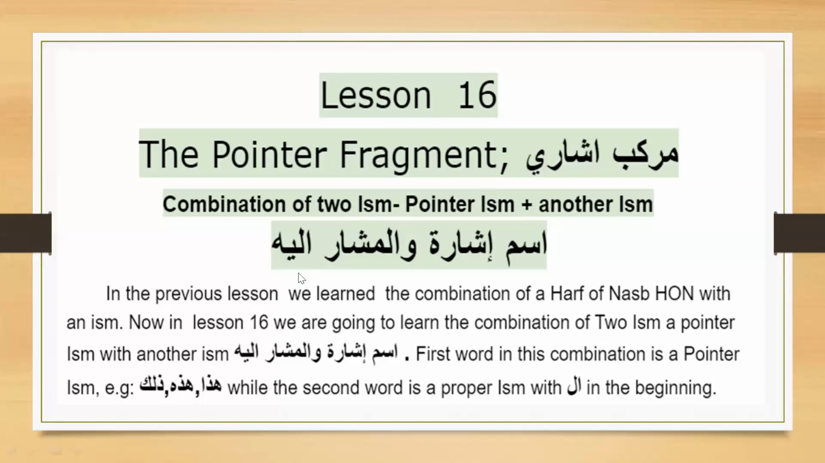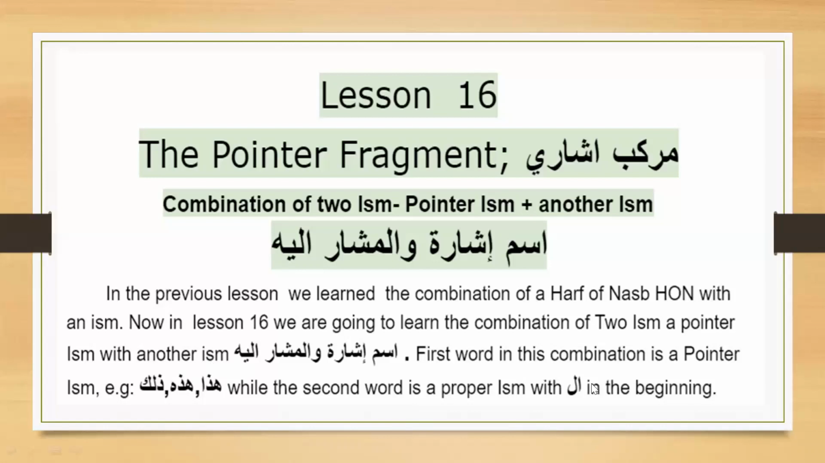In lesson 15, we learned the combination of a harf of nasb with an ism. And in today's lesson, we are going to learn the combination of two ism. Both the components in this combination are ism. One is a pointer ism and another ism which is pointed at. The other ism is the one which is pointed at, and that ism is called Mashar Ileh.